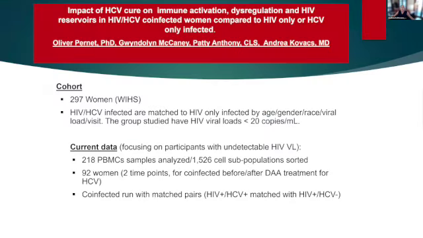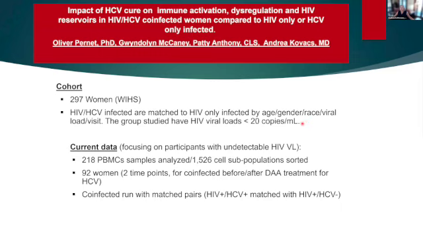So here we look at first the impact of HCV cure on immune activation dysregulation and then HIV reservoirs. This is the team that works with me on these studies. We include 297 women. They are matched to HIV infected only women by age, gender, race, viral load, and visit. And all the patients that we studied had HIV viral load less than 200. So here we're testing the hypotheses. We've got one virus where the patients are non-viremic, which is HIV. And now we're looking at the second virus, which is HCV.